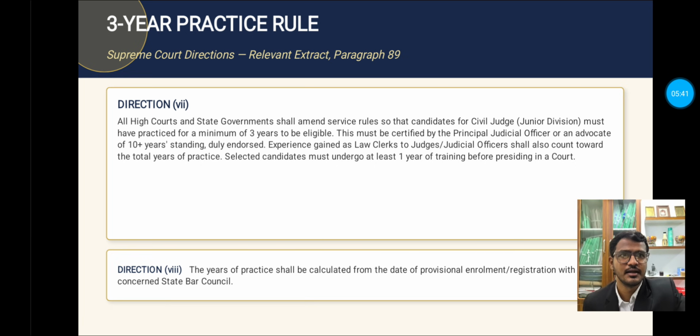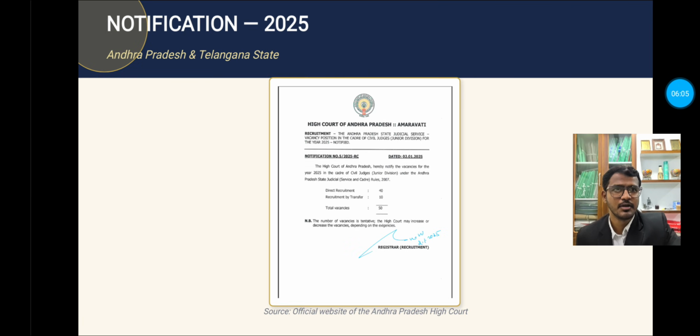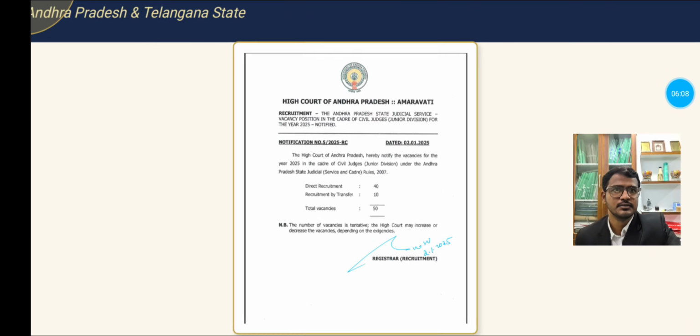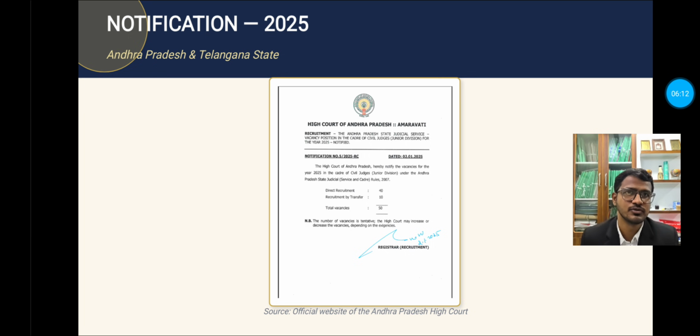And the next, subpara 8 of para 89: the years of practice shall be calculated from the date of provisional enrollment registration with the concerned State Bar Council. This is only an extracted para; the full para can be seen in the judgment given in this citation. So we have this rule, and this will be applied in the upcoming judicial examination. Coming to the notification part of 2025, what are the vacancies?